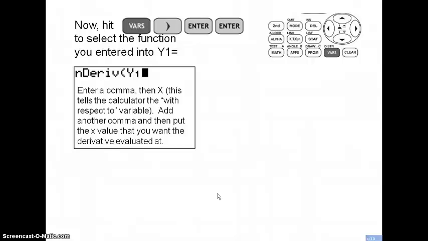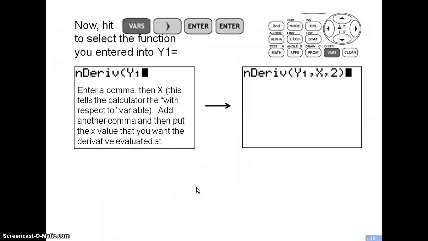button, the one that says X, comma, T, comma, theta, comma, N. When you hit that in function mode, it shows up as an X. You're telling your calculator by entering that X after the comma that this is the with respect to variable. And so it's going to differentiate what you have in Y1 with respect to X. Add another comma after that, and then put the X value that you want the derivative evaluated at the very end. So you're going to have in deriv, open parentheses, Y1, comma X, comma 2, because they told us to evaluate the derivative at 2.